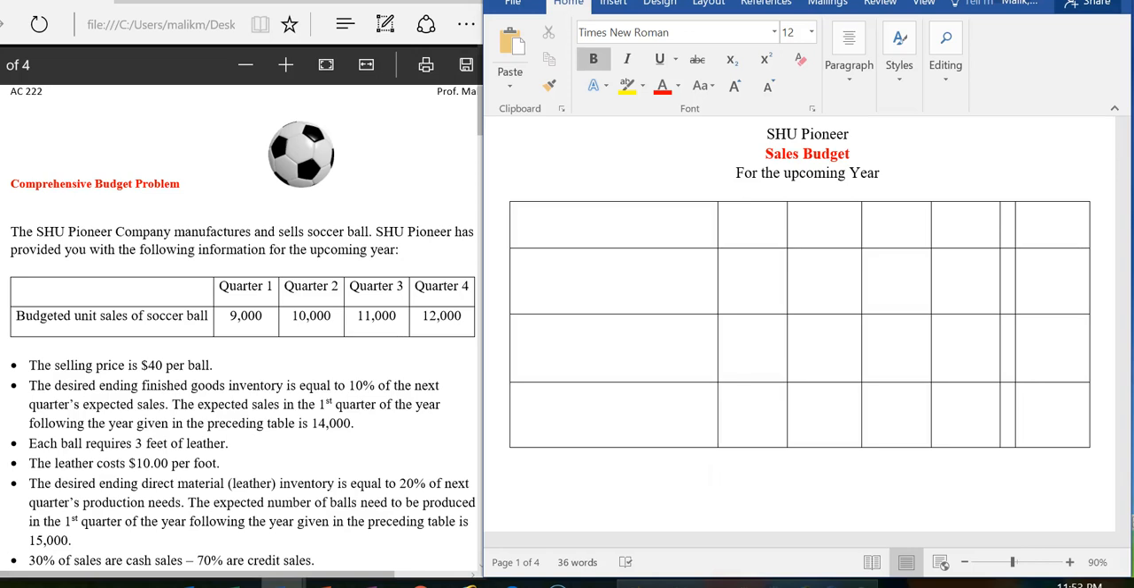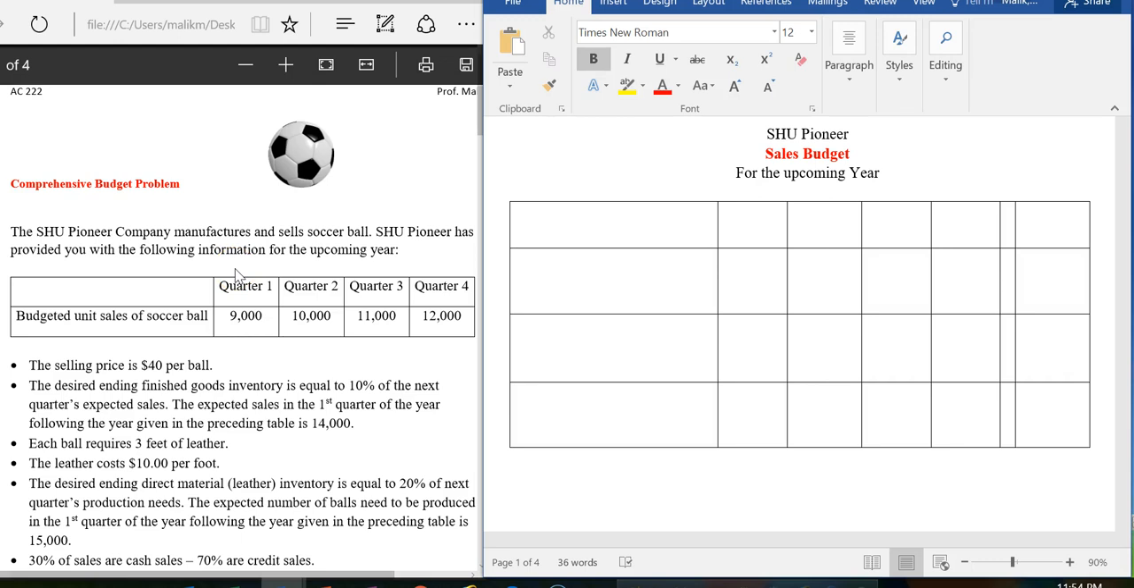Now we will do one big problem, called the comprehensive budget problem. In this problem, we basically will do all those budgets that we just learned so far. I made this problem by myself, and I tried to combine the sales budget, production budget, direct material budget, and cash budget. So here is the information that you have, and we will make our comprehensive budget.